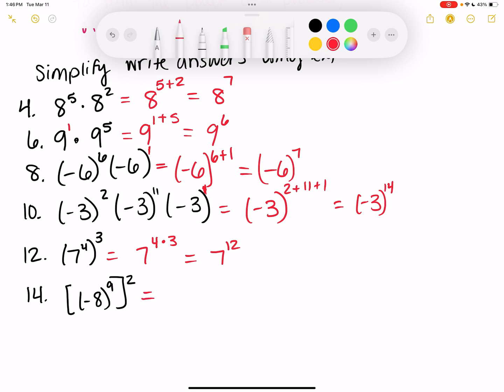So I multiply. So this is in parentheses. I was about to write -18. -8 raised to the 9 times 2, which is 18. -8 to the 18th.